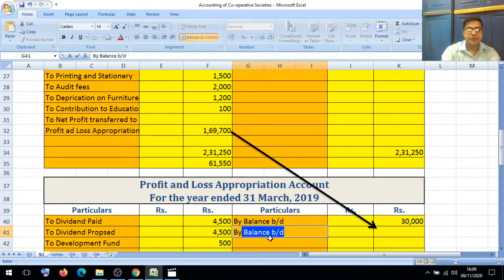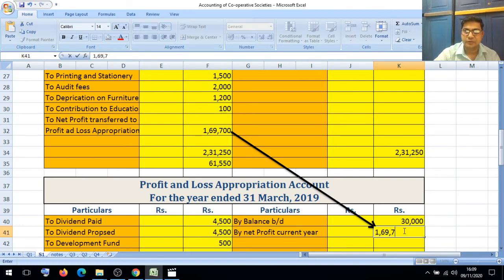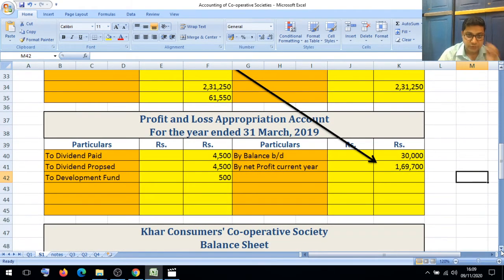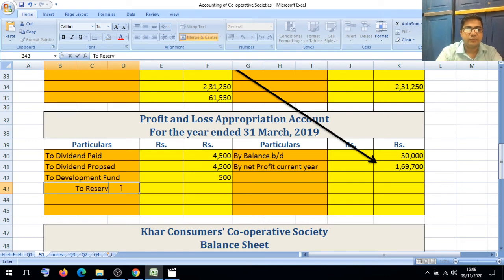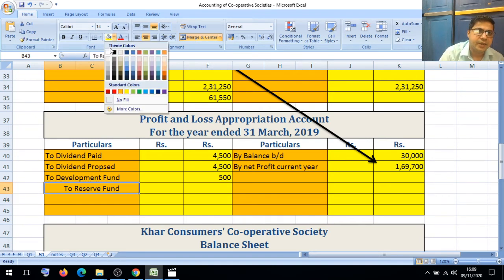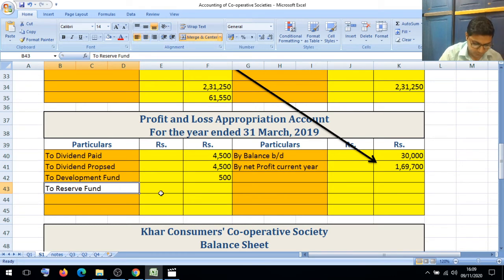Here we have to write by net profit current year value 169,700. After recording this value, we have to close the profit and loss appropriation account. Now friends, one important thing that I want to share with you, we have to write the reserve fund. It is a very important item that we have to show. Reserve fund is always calculated on current year net profit.